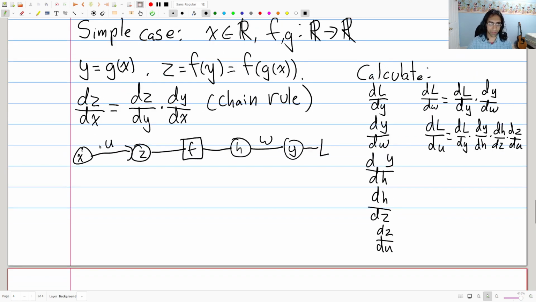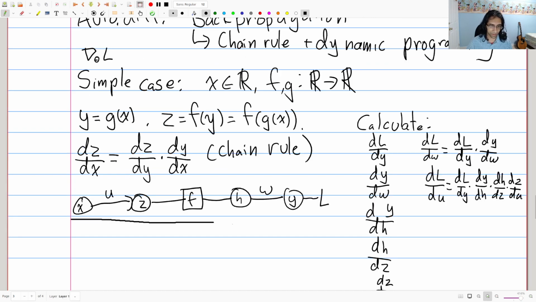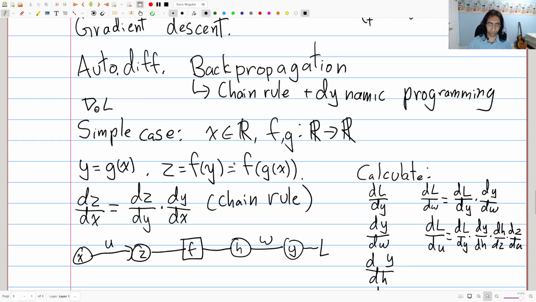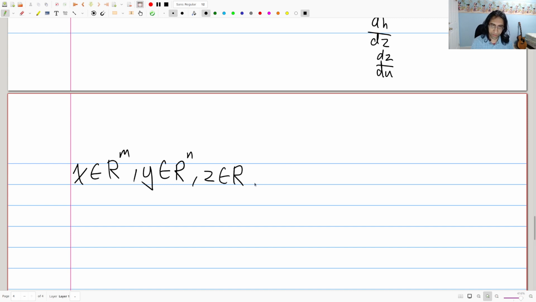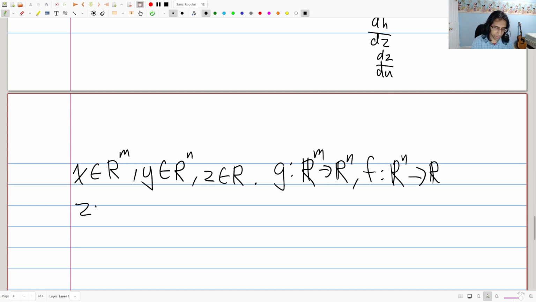Let's revisit this, and then maybe it'll give you some idea of how these calculations will actually go, because of course this is silly. Nobody does one variable neural networks. We're going to revisit this case where instead I make x, y, and z vectors rather than single elements. So let's say we have x in R^m, and then we have g, which is a function from R^m to R^n, and then we have f, which is a function from R^n to R. Sorry, a lot of notation, but we do similarly as before: z equals f of y, which is equal to f of g of x. Basically the same sort of sequential operation.